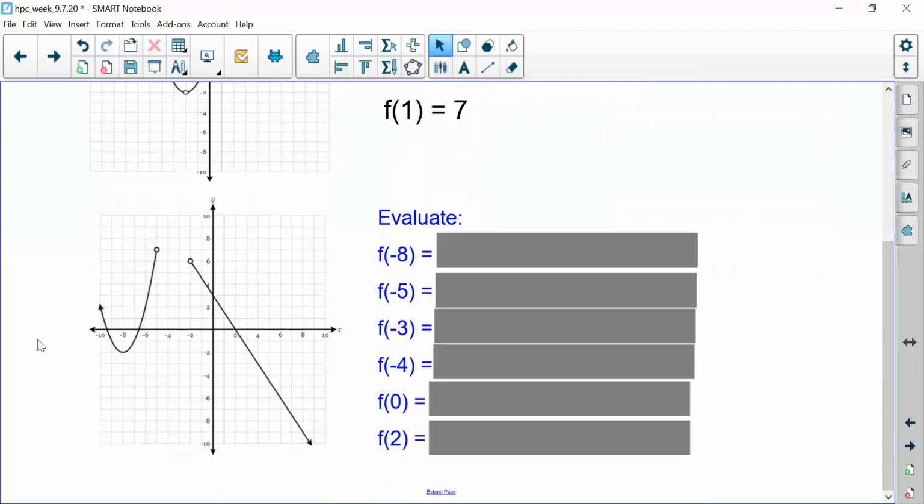Another example, you've got a parabola and a line. Well, what is f of negative 8? Negative 8 as an x value is on the parabola part, and the result is negative 2.